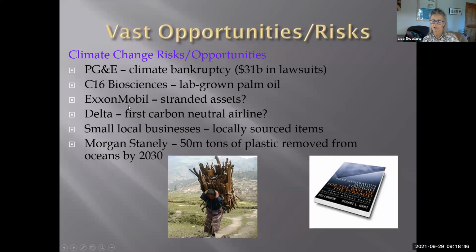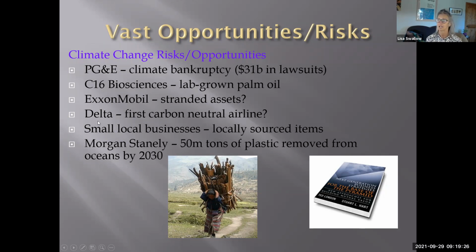ExxonMobil, right? Okay, we all know who they are. A fossil fuel company, very concerned with something called stranded assets. In other words, all the fossil fuels that are still under the Earth's crust that we haven't pulled out and burned, right? That's called stranded assets. And as more and more countries are regulating and mandating decreased carbon emissions, their shareholders and board and managers are very worried about this risk around stranded assets.